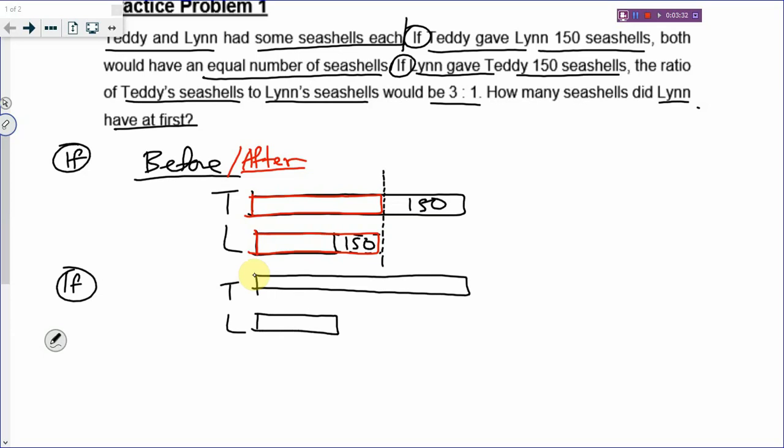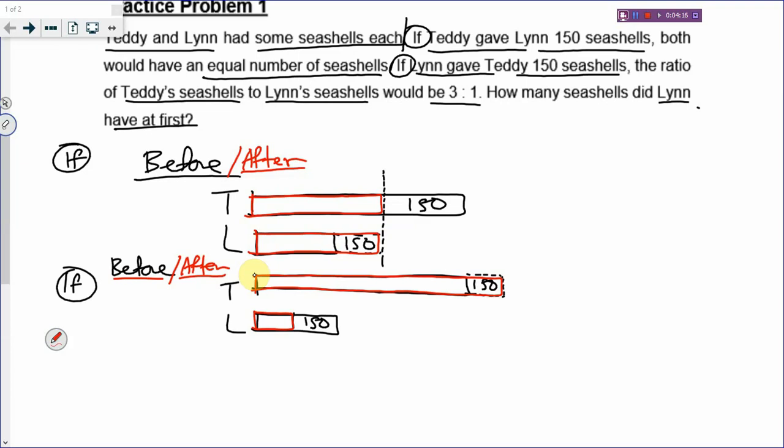Okay, now what happened? If Lynn gave Teddy 150, so now you cut 150 here, and this 150 is given to Teddy. So Teddy receives the 150. So how does the after look like? What I've just drawn is the before. Where is the after now? Again, I combine the before and after together as one. Now, Teddy will have a longer rectangle. You can see the red color box, and Lynn will have a shorter one now. Okay, that is how you draw your problem.